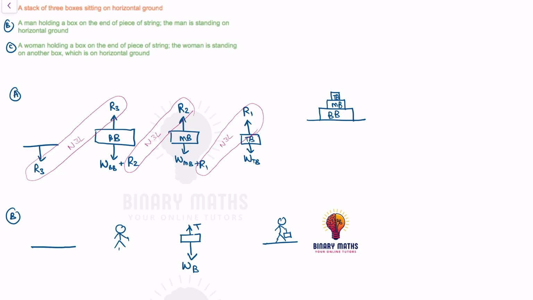What does the man feel? The man feels the weight of the man, plus it feels the tension from the string pulling it down, so tension. Because the man is on the ground, the ground is pushing up, so the man feels a reaction force pushing him up, which is reaction 1. The ground feels the man pushing down, which is equivalent to the force the man feels pushing up from the ground, so reaction 1 there. So this is where Newton's third law happens.